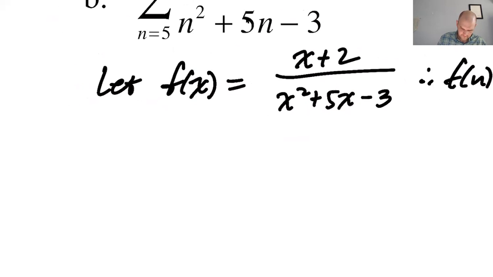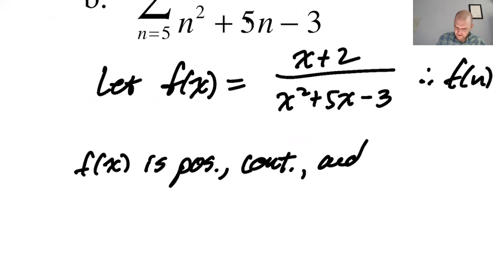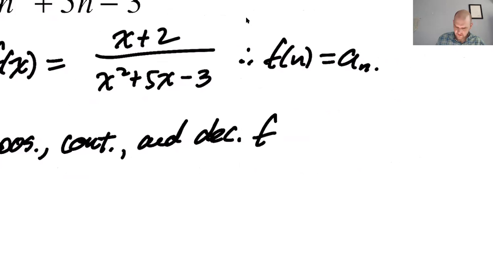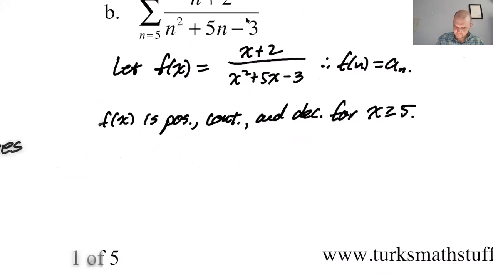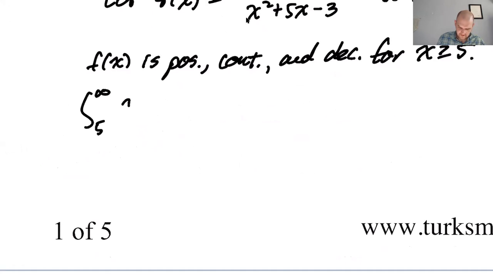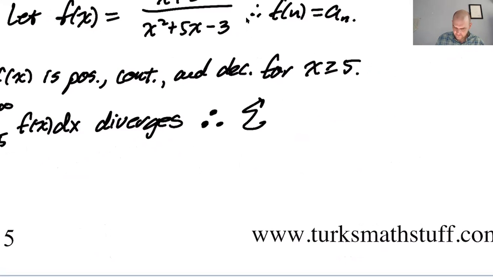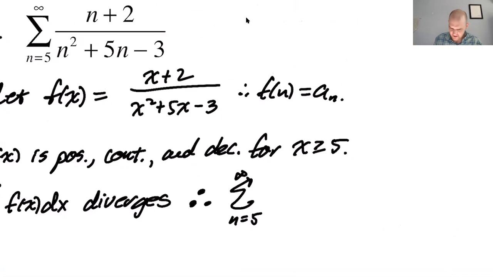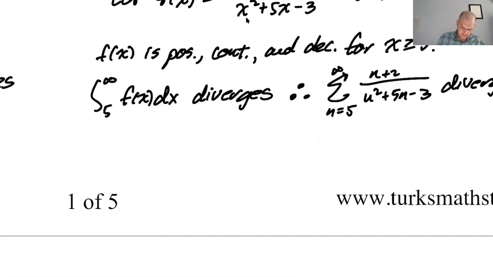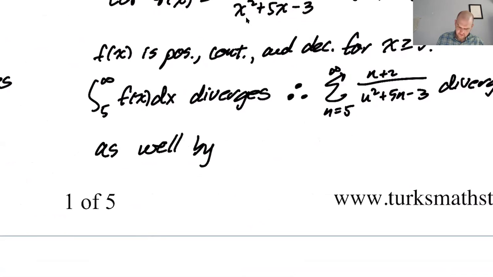I'm going to say that f of x is positive, continuous, and decreasing for, I guess, x greater than or equal to 5. The integral from 5 to infinity of f of x dx diverges, which implies that the sum from 5 to infinity of a sub n, or you could say f of n, I'm going to write it down as n plus 2 over n squared plus 5n minus 3, diverges. I'm going to say as well, because it makes a better sentence, by integral test.